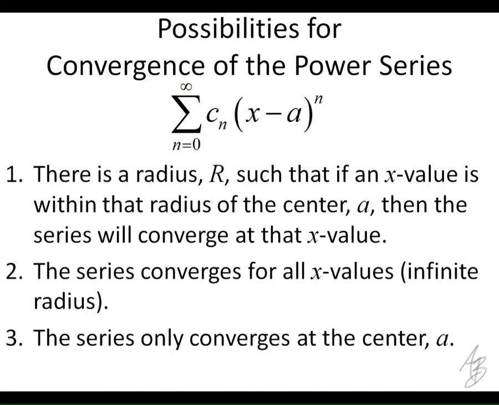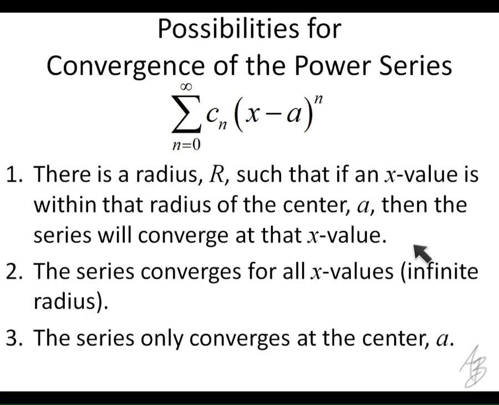e to the x. Okay, so e to the x, which is 1 plus x plus x squared over 2 factorial plus x cubed over 3 factorial. If you add enough terms, you can approximate e to the x for any x value. Okay, so it converges for all x values. We would say that has an infinite radius.